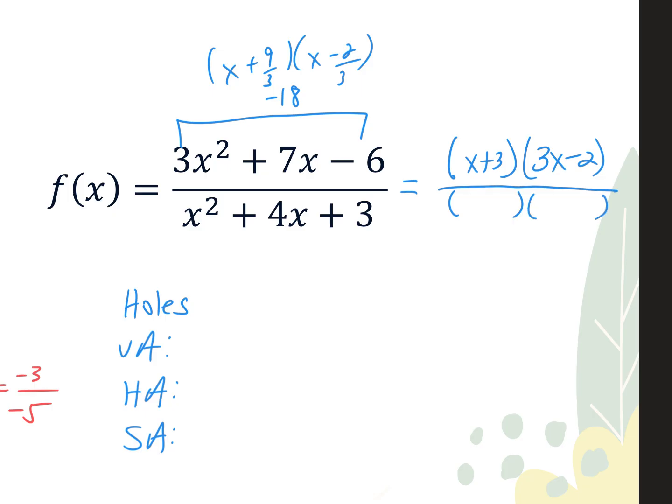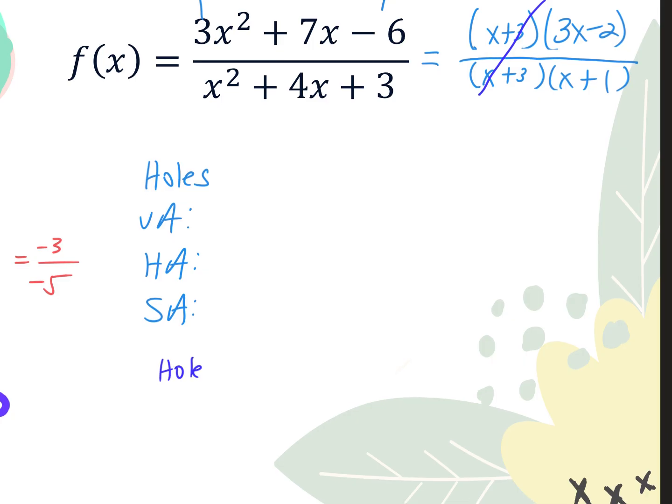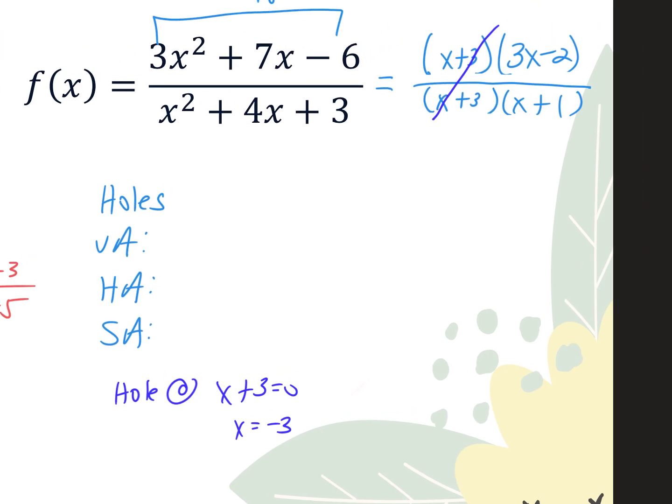All right, what do I factor my denominator to? x plus 3 and x plus 1. Uh-oh, what do we notice? I have an x plus 3 in the numerator and where? And the denominator. So cross it off and identify your hole. You have a hole at x plus 3 equals 0. So what's the x part of my hole? Negative 3. How do I figure out what the y part is? Plug it into the simplified one.